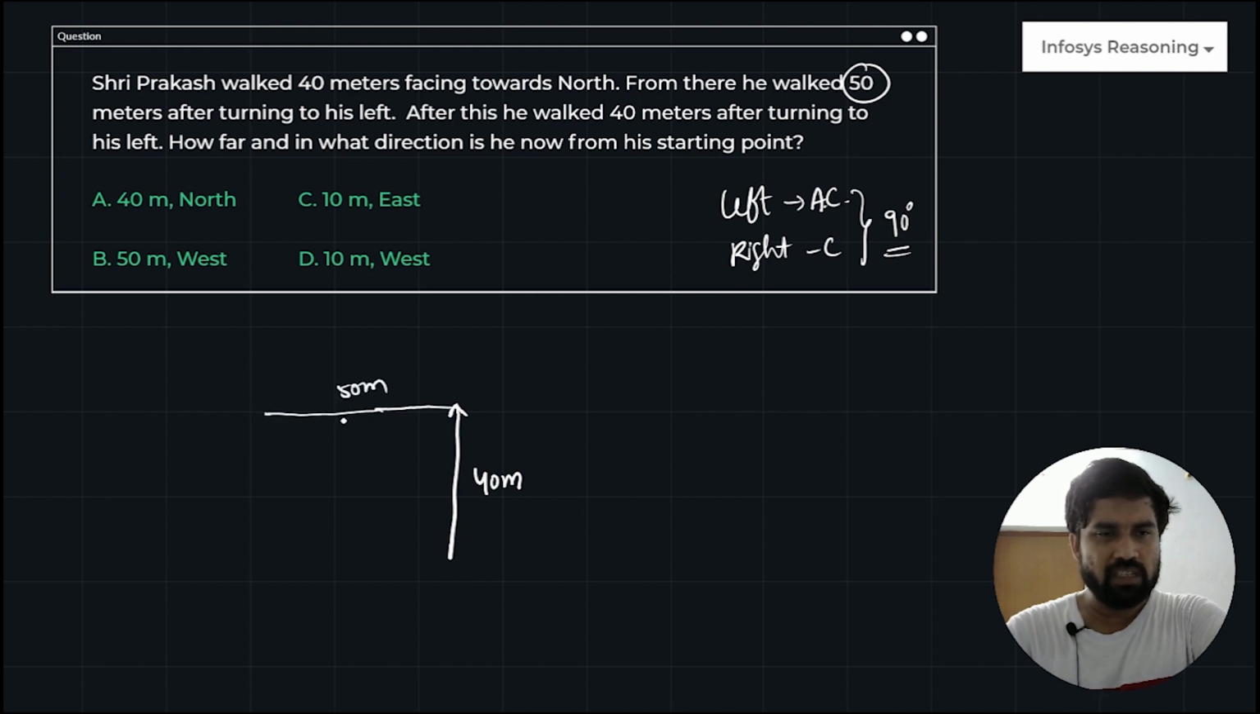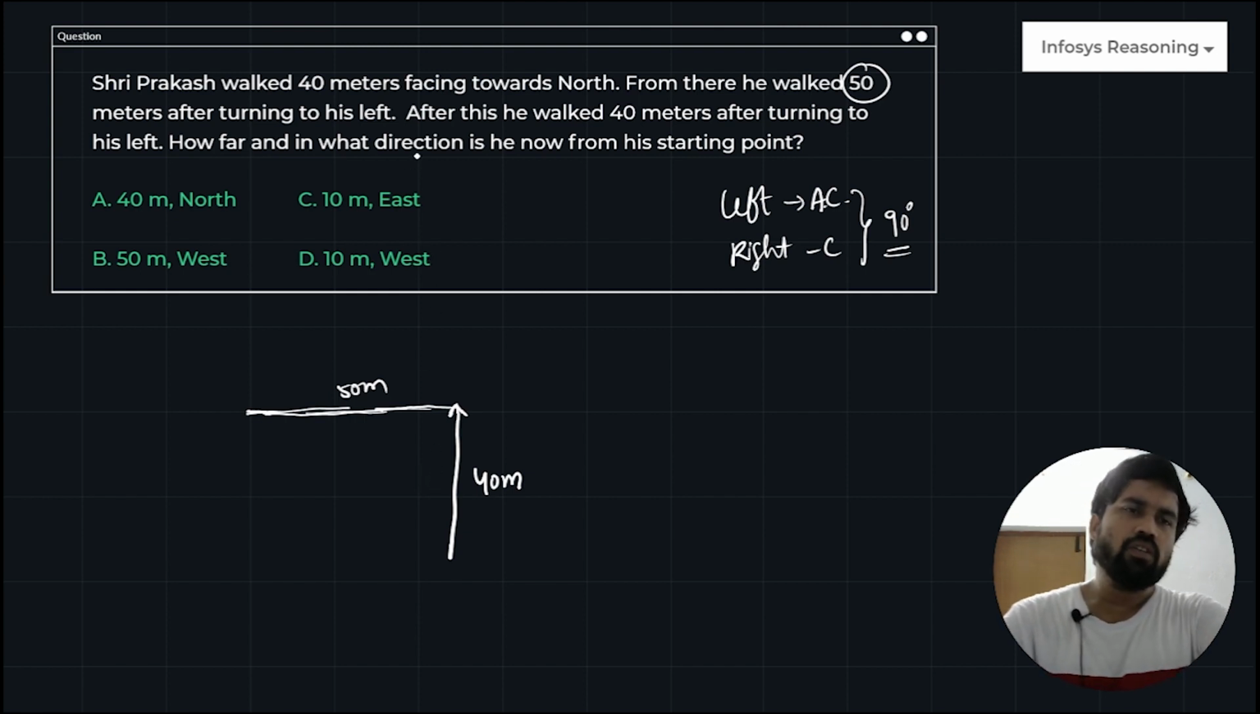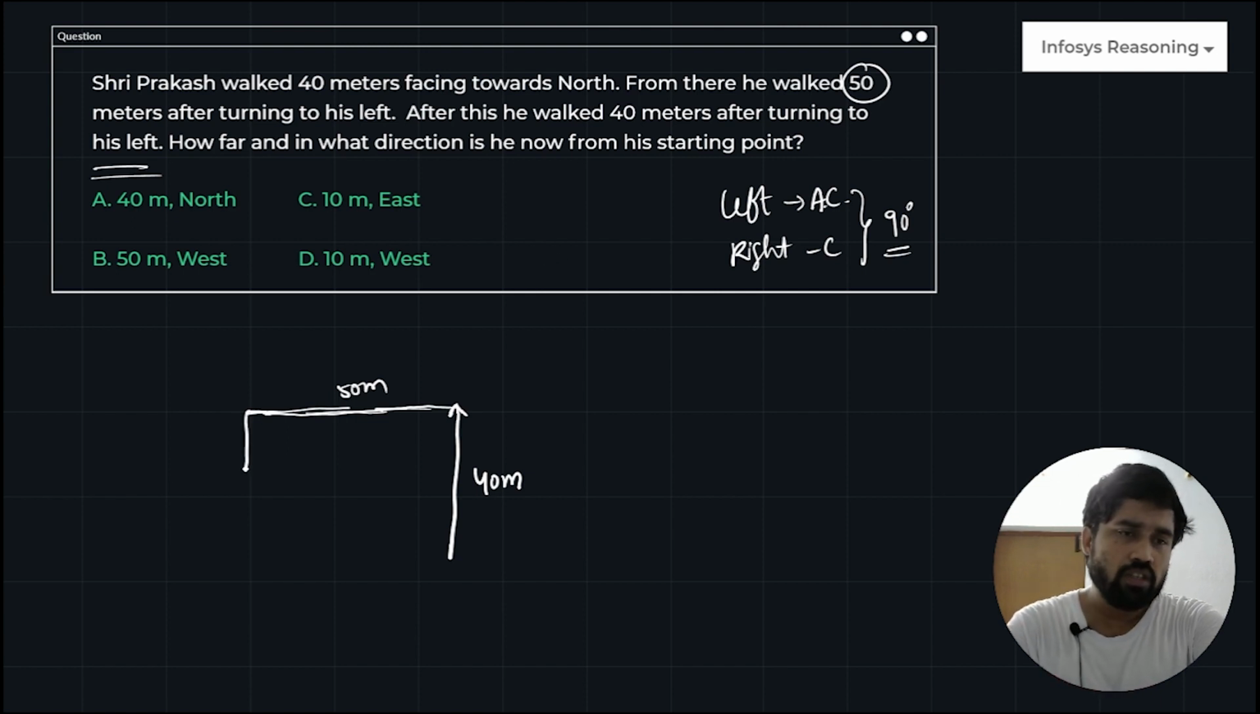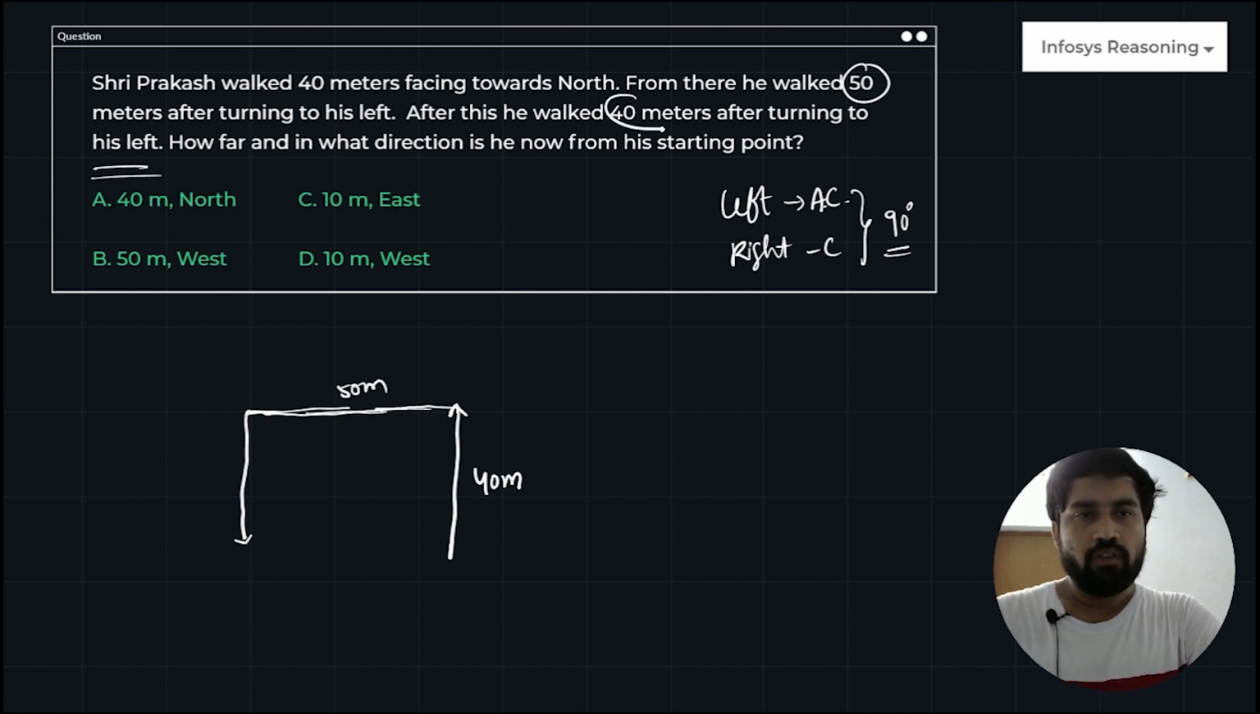I partially drew the length of this line more than this 40 meters in order to differentiate the lengths. Okay, so just look into the next one. After this, he walked 40 meters after turning to his left. So again he turned left. Again left means again anti-clockwise direction. So he traveled in this direction now and walked for 40 meters.